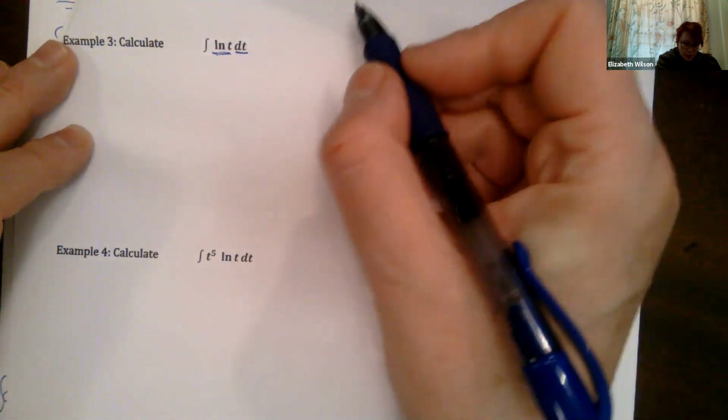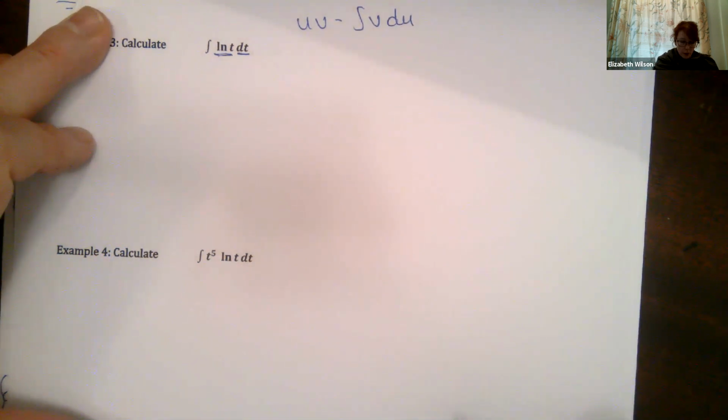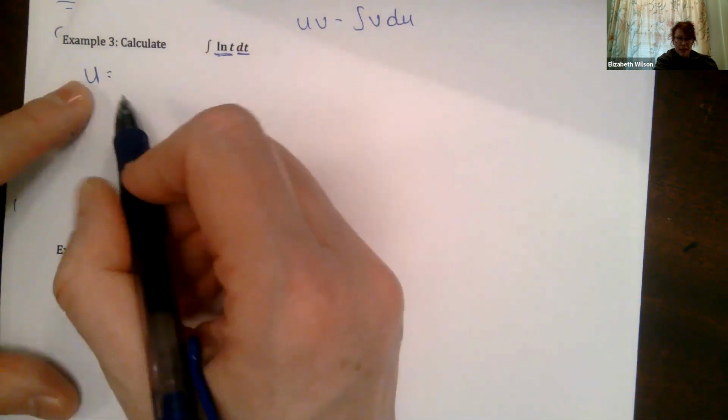So again, we're going to go uv minus integral of v du to remind us of what the formula is and what we need to do. So how do we choose u? Remember, I have to take the derivative of that.